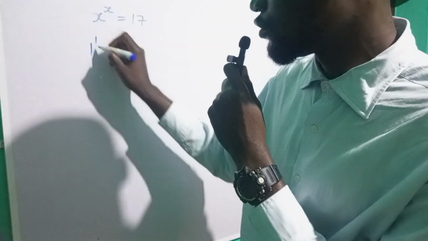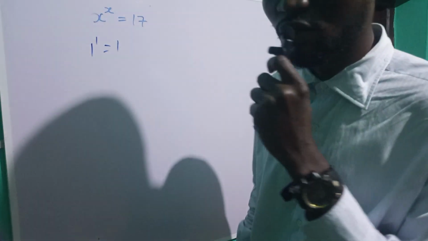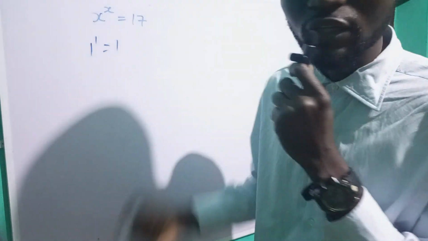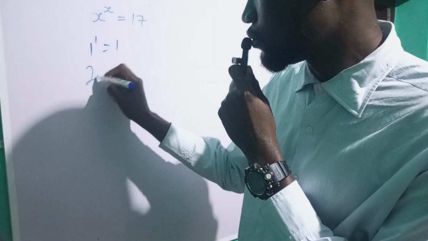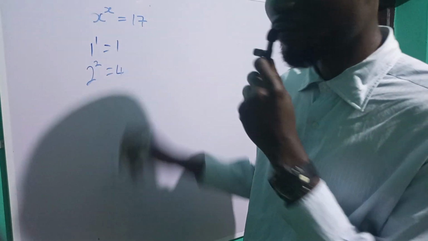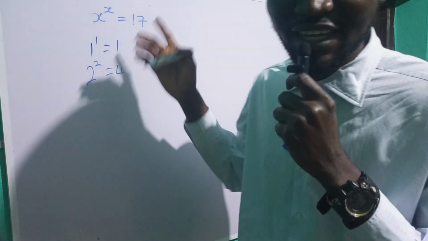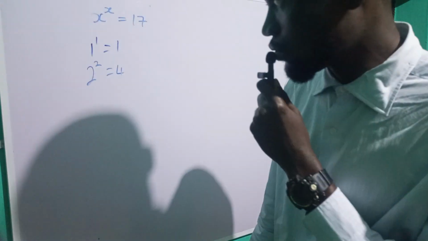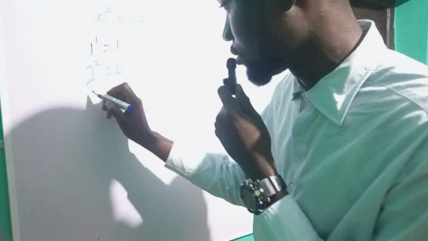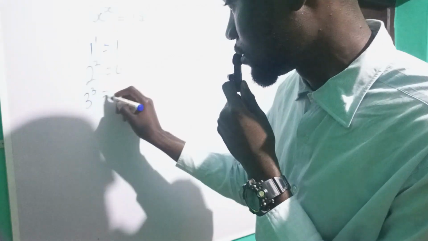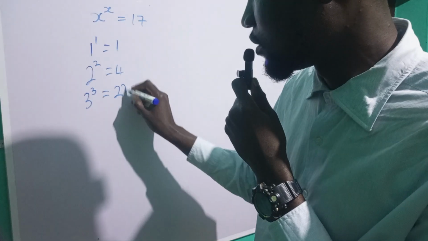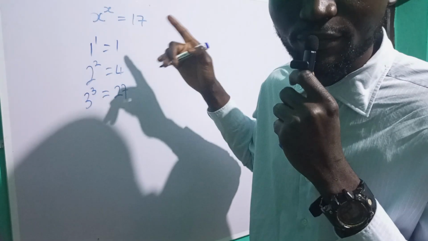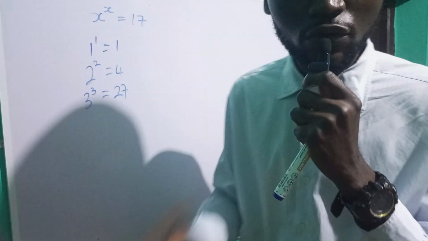So, 1 raised to power 1 is what? 1. And 1 is less than 17. So let us take 2. 2 raised to power 2 is what? 4. 4 is less than 17, so 4 is not up to 17. So how about 3 raised to power 3? 3 raised to power 3 is 27. And 27 is bigger than 17.